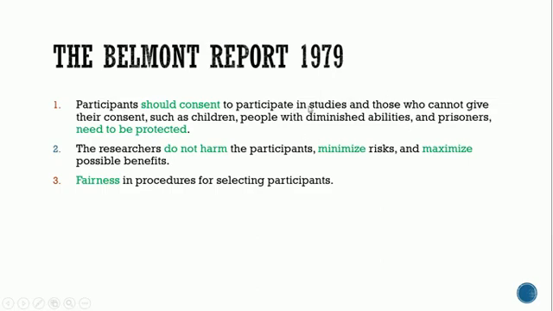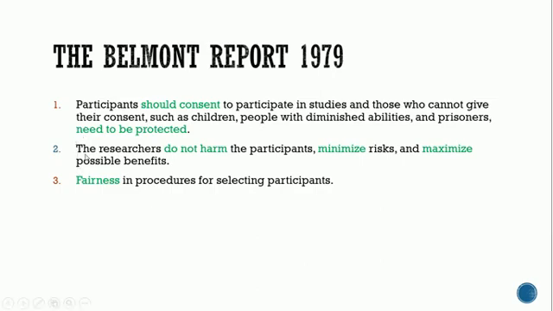This also includes people with diminished abilities, for example, participants with special needs, and also prisoners, because they do not have many options, right? Maybe they are afraid if they say no, right? They do not really have any choice. So these participants need to be protected.